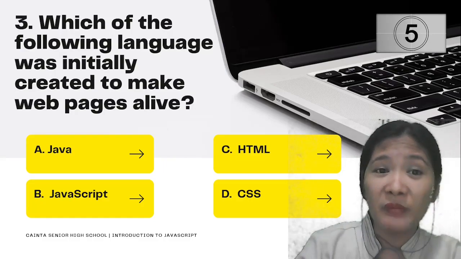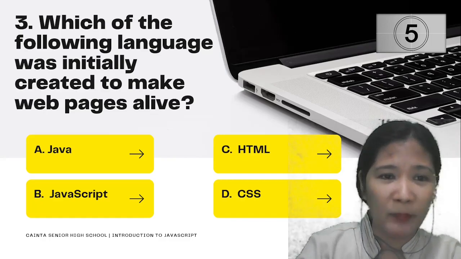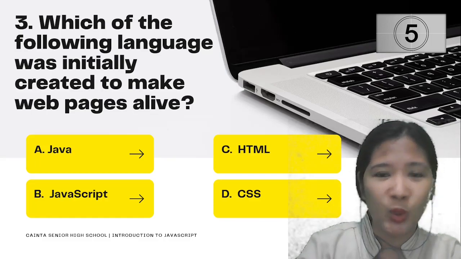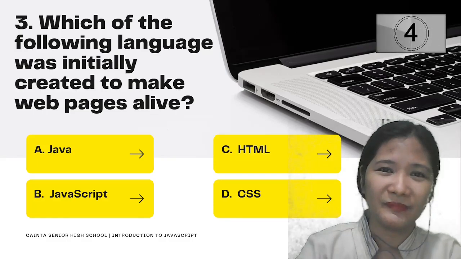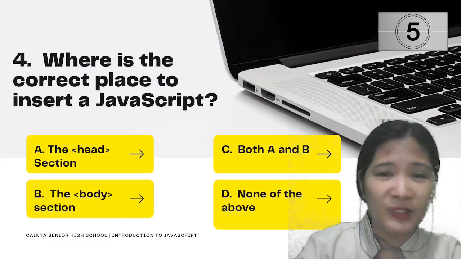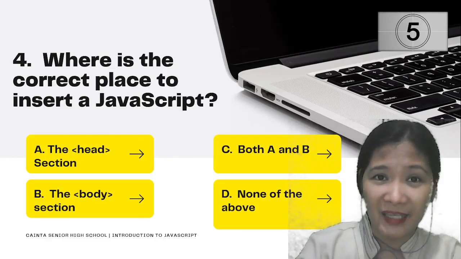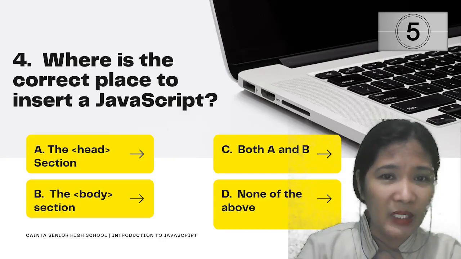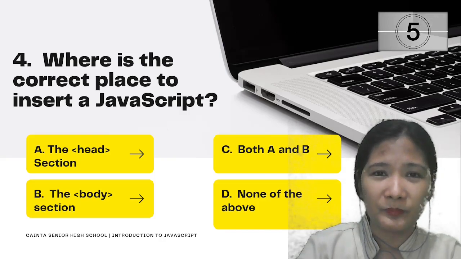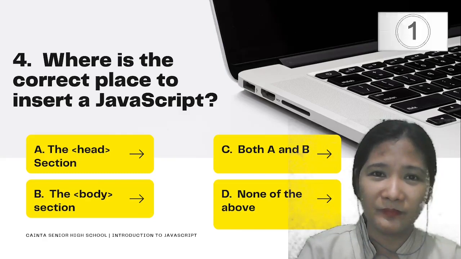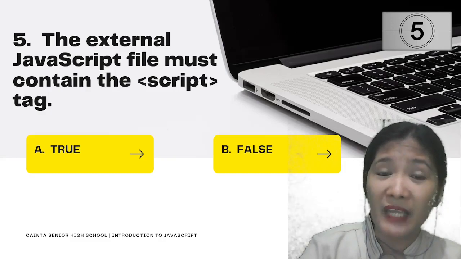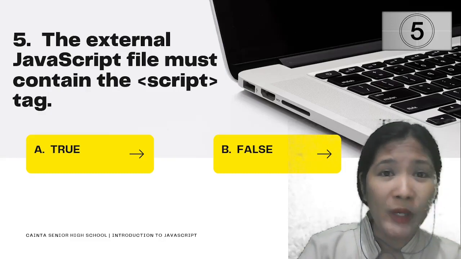For number 3, which of the following languages was initially created to make web pages alive? A. Is it Java? B. Is it JavaScript? C. HTML? Or D. CSS? For number 4, where is the correct place to insert JavaScript? A. Is it inside the head section? B. Is it inside the body section? C. Both A and B? Or D. None of the above? For our last question, number 5, the external JavaScript file must contain the script tag. A. Is it true? Or B. Is it false?